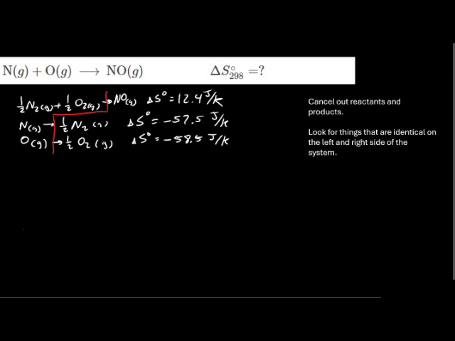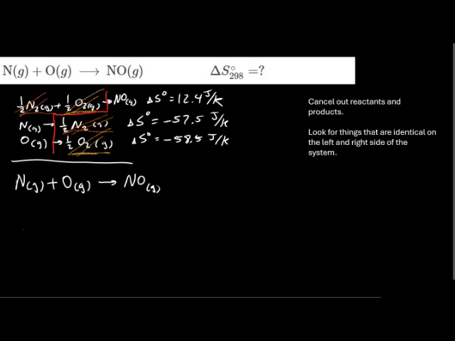And we might notice on the left side we have 1/2 N2 gas. And on the right side we also have 1/2 N2 gas, and this means we can cancel those out. We might notice also on the left side we have 1/2 O2 gas, and on the right side we have the same. Those can cancel out as well. If we look at what remains, on the left side, left over, we have N gas plus O gas yields, on the right side, just NO gas. This matches our target equation, and we've verified that we've done our math correctly.